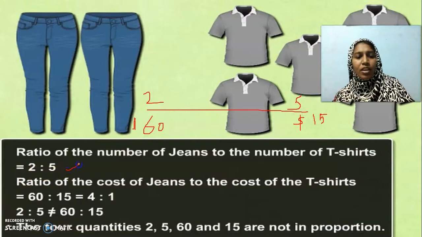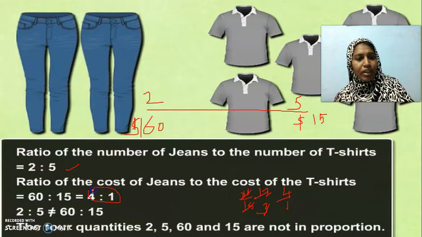That is what is written here. Then I can compare their cost. $60 is to $15. Now if I simplify 15 and 60 by 15, I will get 4 is to 1. See, 3 5s are 15, 12 5s are 60. And 1 3 is 3, 4 3s are 12. I get 4 by 1. That's how we got this 4 is to 1.